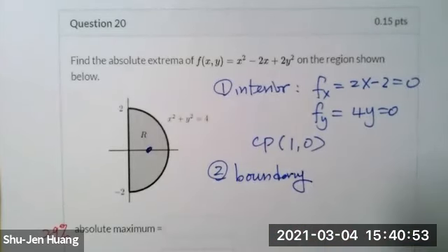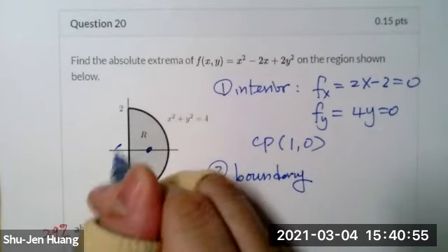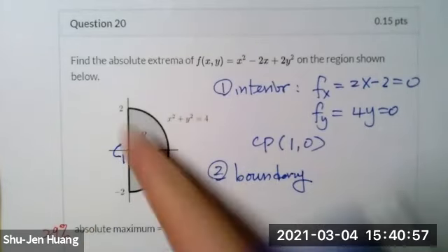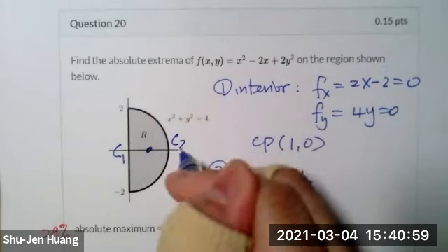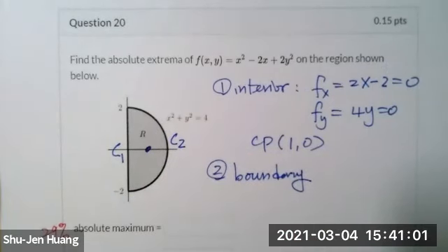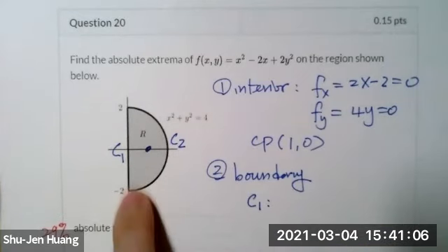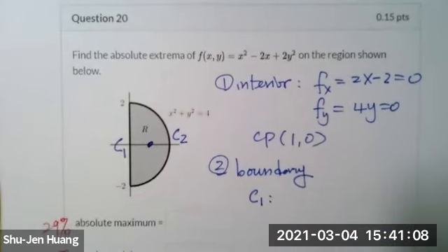Now we're going to consider the boundary. The boundary consists of two curves. One is the straight line segment, and the other one is the half circle. We're going to look at C1 first. Can you write the equation for C1?